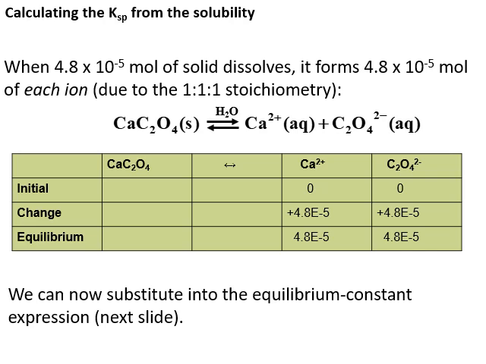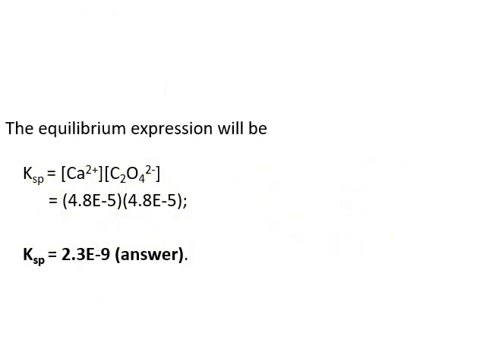So your Ksp will be 4.8 times 10 to the minus fifth squared. Next slide. Which is going to be 2.3 times 10 to the minus ninth. Okay, so we just used the molarity or the concentration or the solubility to figure out the constant. Next slide.